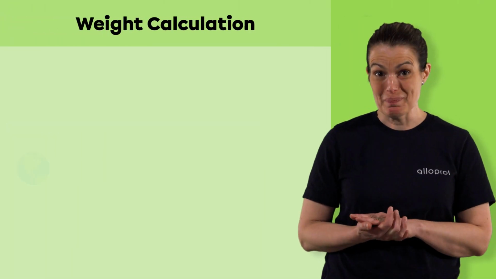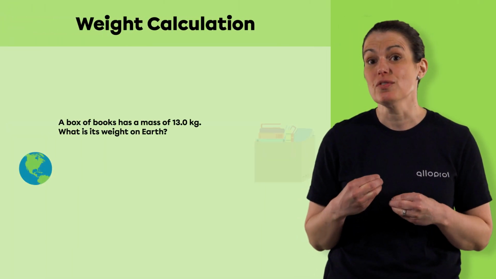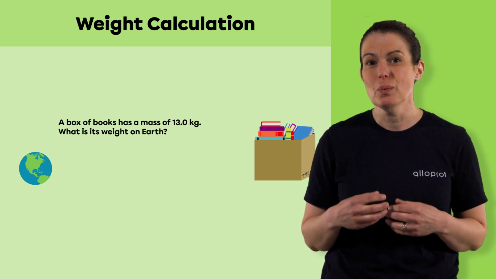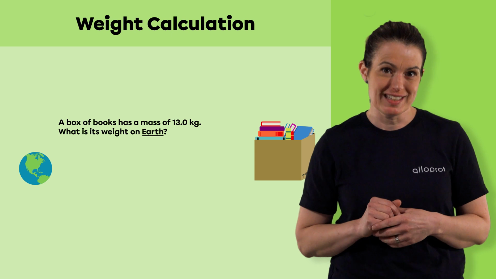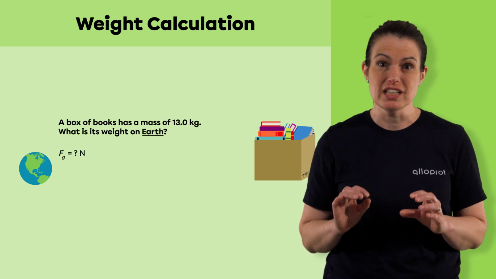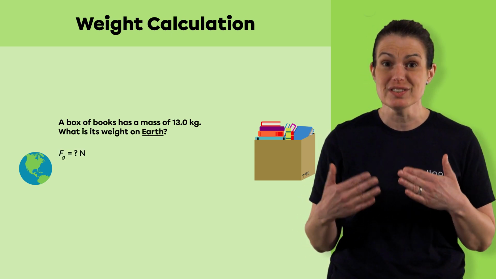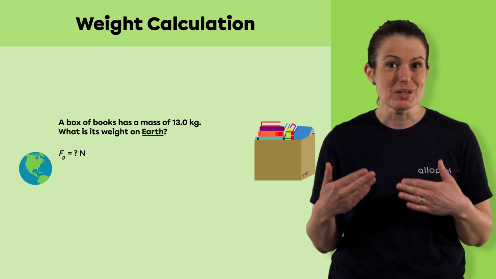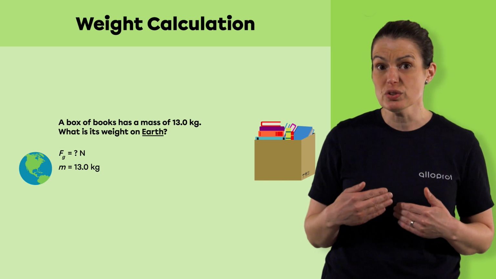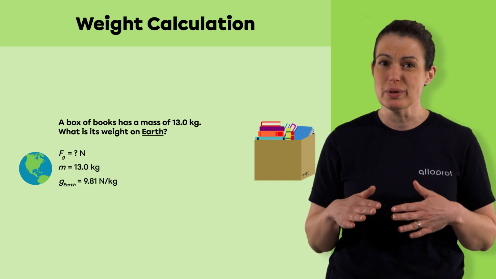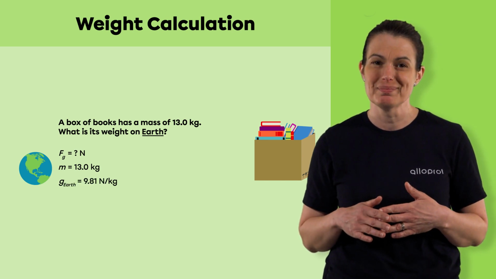Let's do an example. A box of books has a mass of 13.0 kilograms. What is its weight on Earth? First, we identify the data. The weight, Fg, is the unknown, and its value is in newtons. The mass of the box of books, m, is 13.0 kilograms, and we will use the Earth's value of g, which is 9.81 newtons per kilogram.